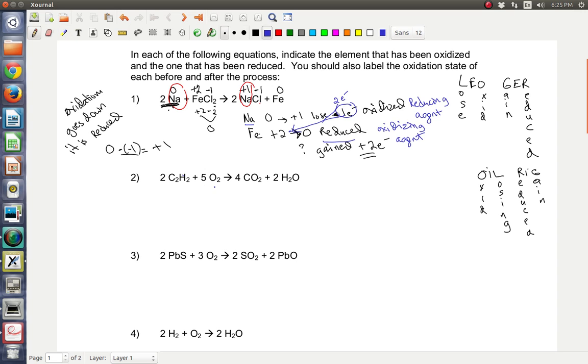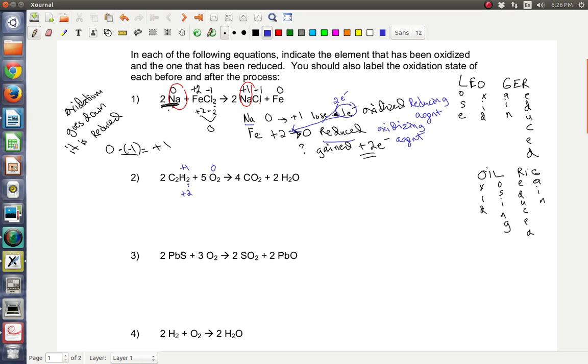I know that I have oxygen here with a 0 charge because it's all by itself. Now you can see oxygen shows up in more than one spot, so it's possible for oxygen to have more than one oxidation number over here. I know that hydrogen is a +1 charge unless it's bonded to a metal, and carbon is a non-metal. So hydrogen is still a +1 charge. But there are 2 of them, so that's +2 total.